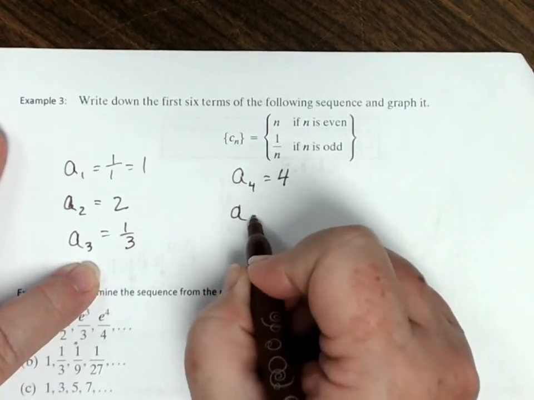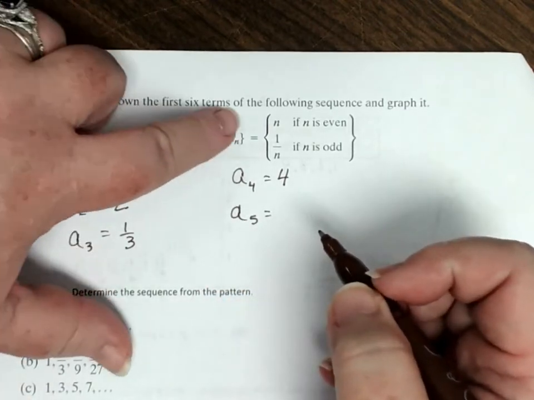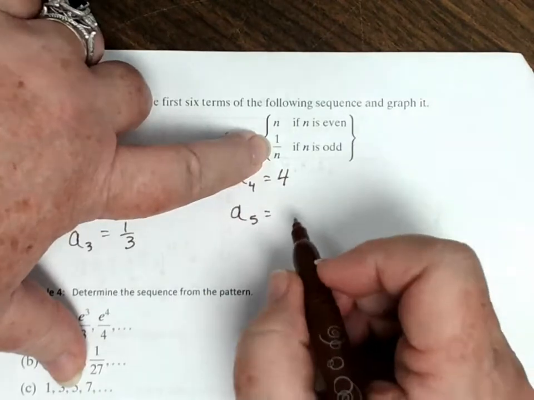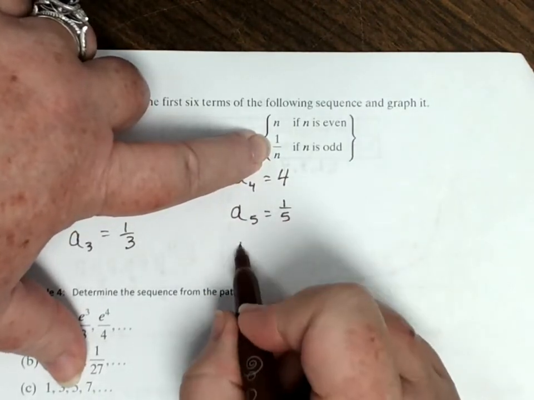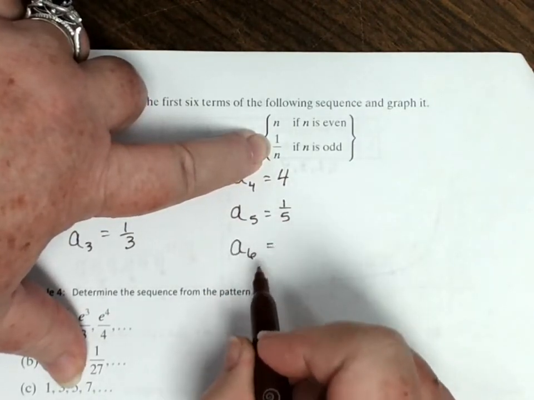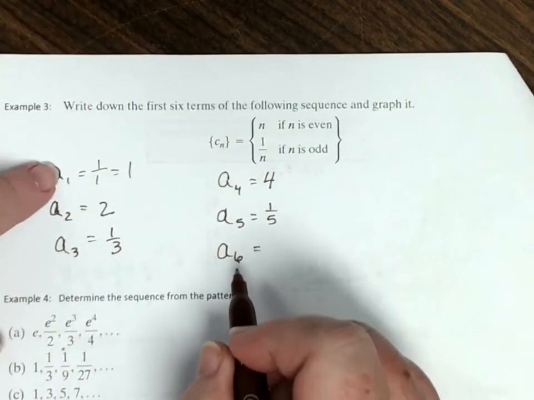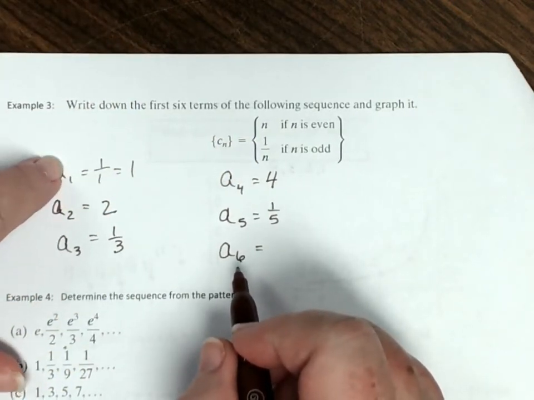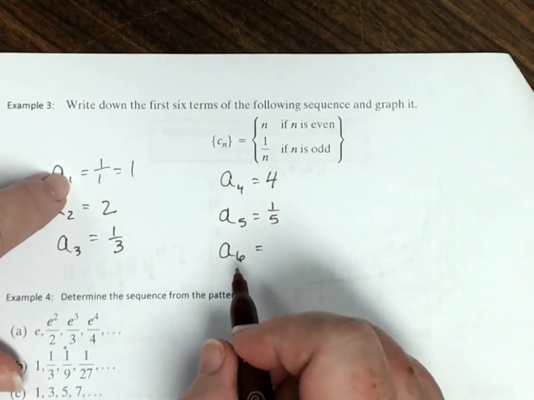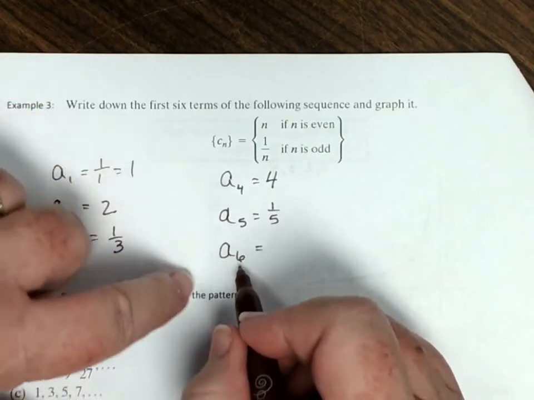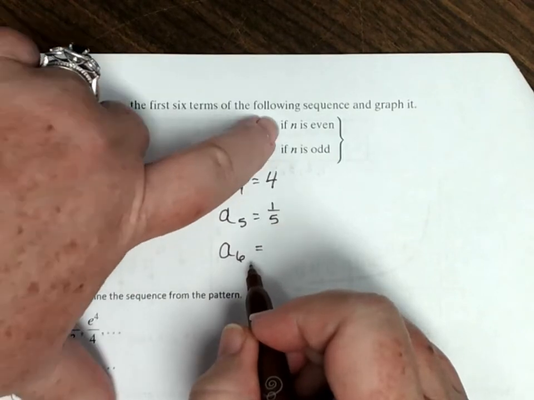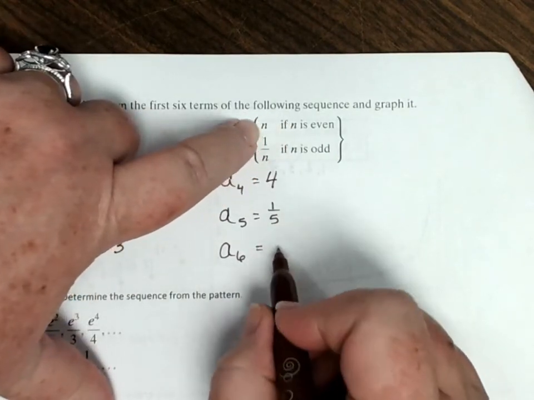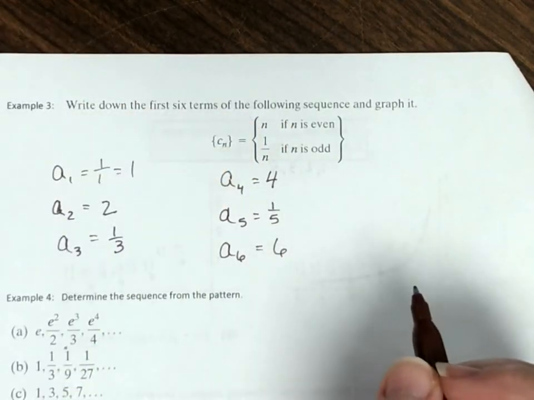The next one is odd, so where are we looking? In the bottom, 1 over 5. A to the 6, or a sub 6, and the way you read that is a sub 6, because it's actually not an exponent, it's a subscript, okay? So a sub 6, 6 is even, so the answer is just 6.